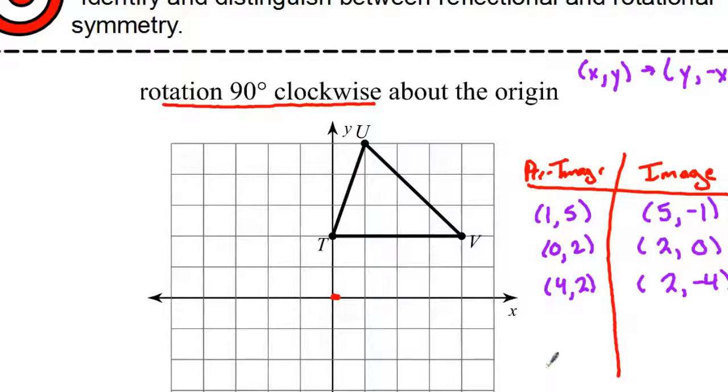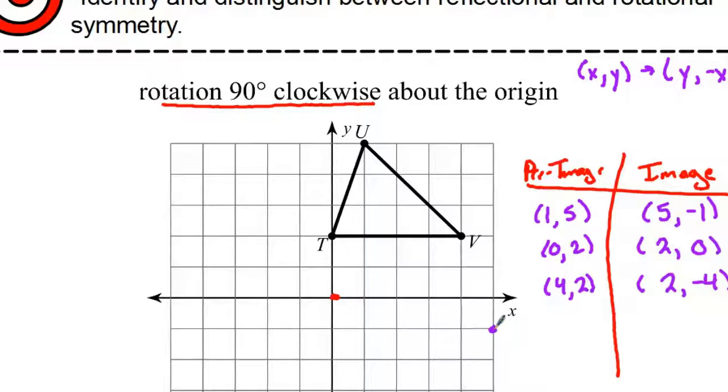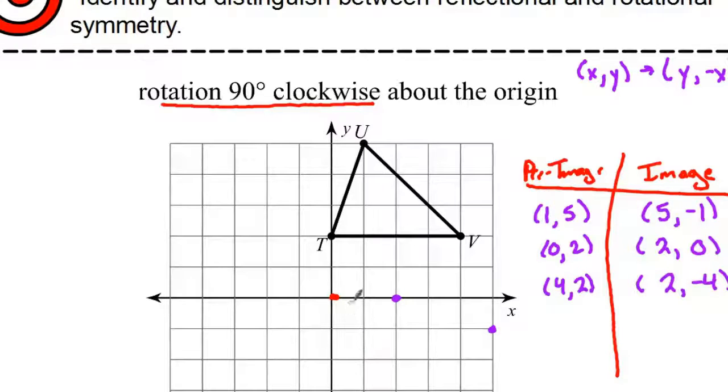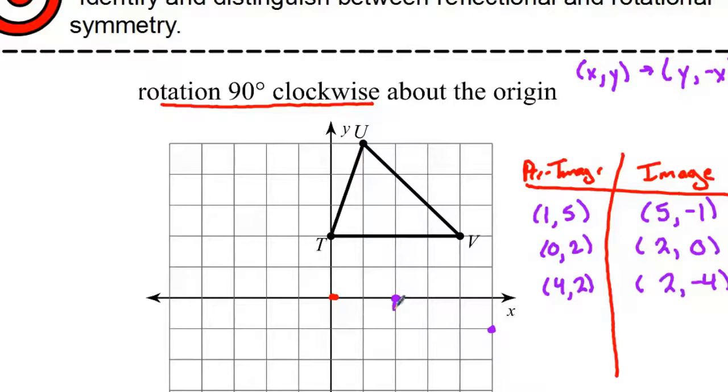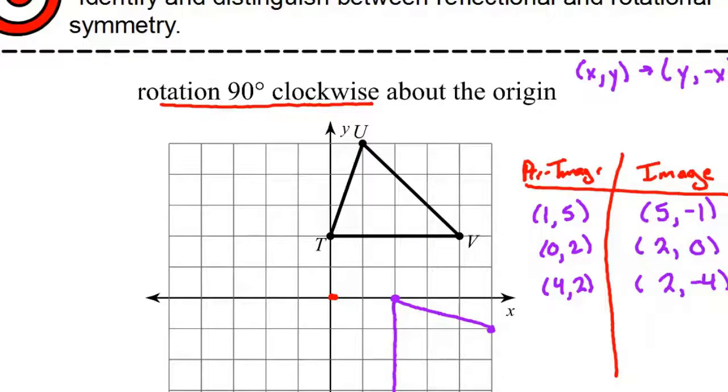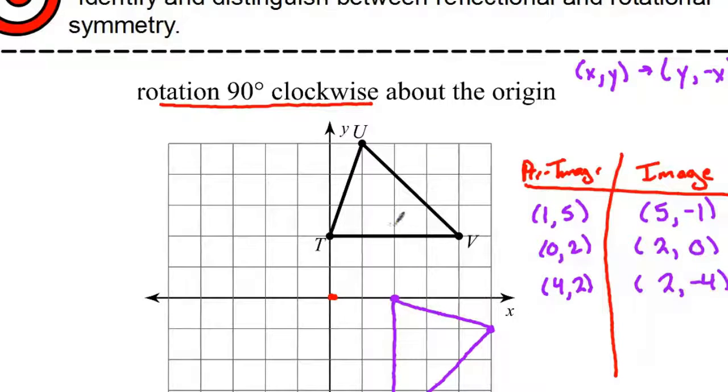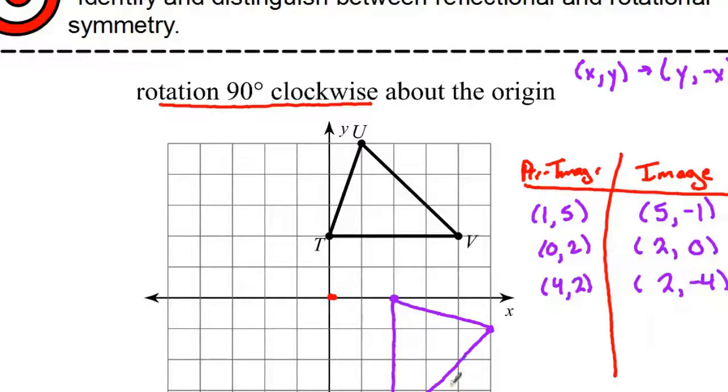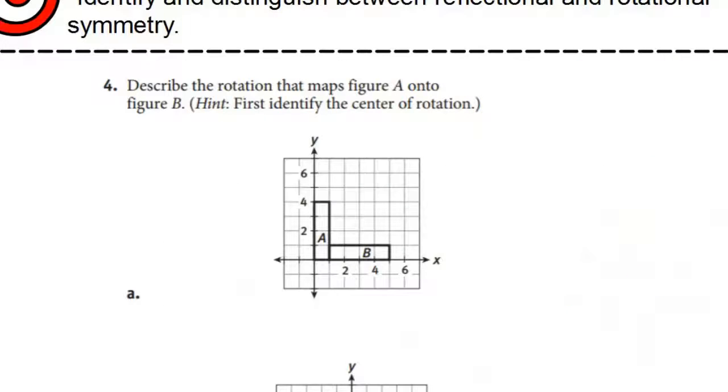All right, let's try it out. So 5, negative 1 is right here. Over 2 up 0, that's going to be right there. And then over 2 down 4 is going to be right here. So as I draw in this figure, notice, definitely the same triangle. It's a rigid motion, as it should be, but it looks like it's been rotated or turned 90 degrees to face downwards like this. Let's keep practicing with these ideas.